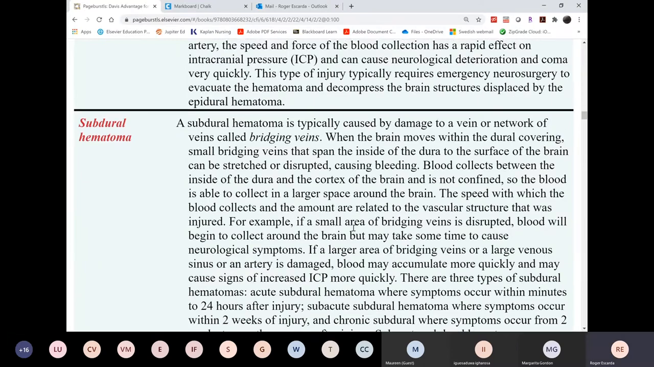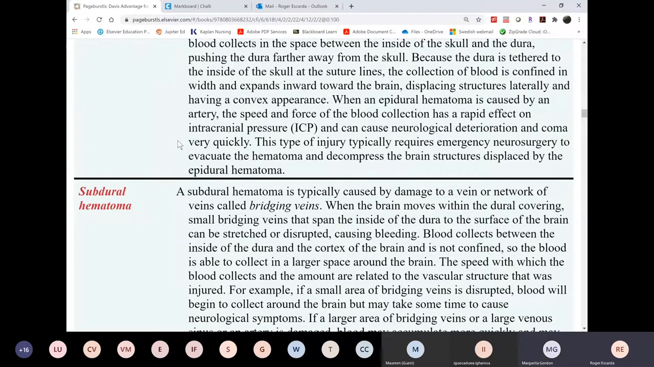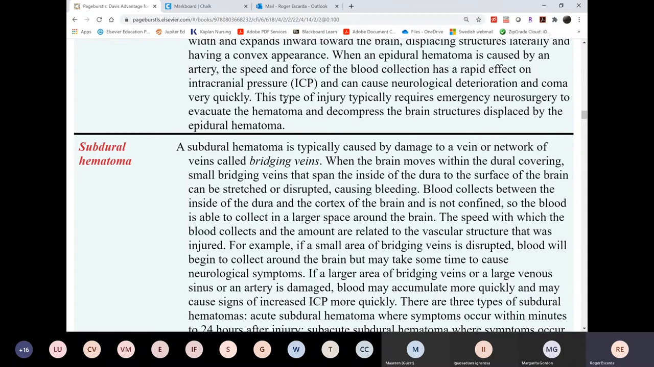And it doesn't really matter where the hematoma is. If it's an epidural versus subdural, they are going to occupy space in the brain. Therefore, they will be space-occupying masses increasing ICP. So if you read here, both will increase ICP.